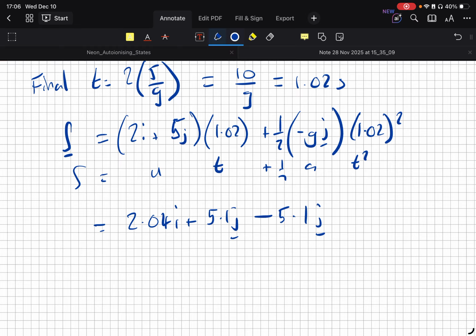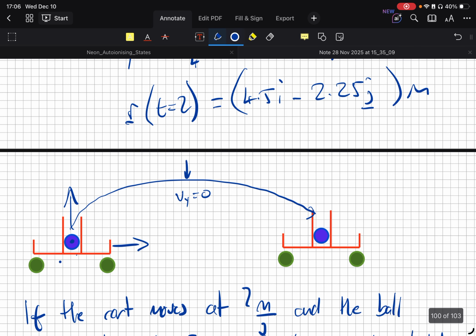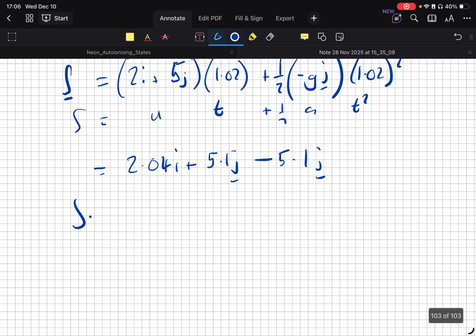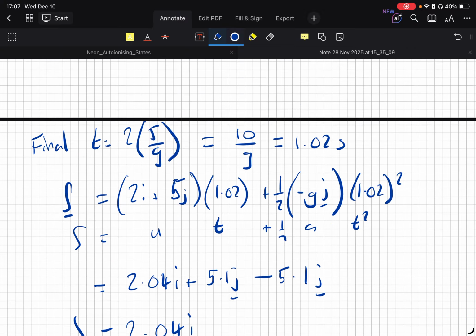And of course, I should have expected that basically these two components will cancel out. And the reason I should have expected that is, of course, when I come back down, my vertical component is 0. So these two components cancel out. And what I'm left with is that my final position is at 2.04i, because these j components cancel out. In other words, the cart has traveled 2 meters to one decimal place. So that's the way we solve this.